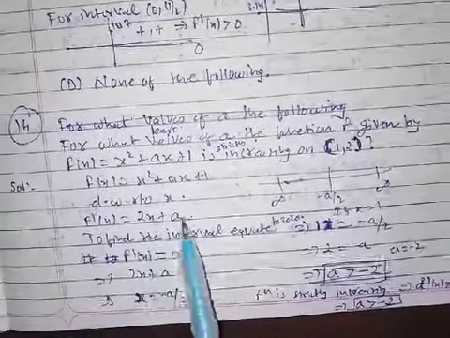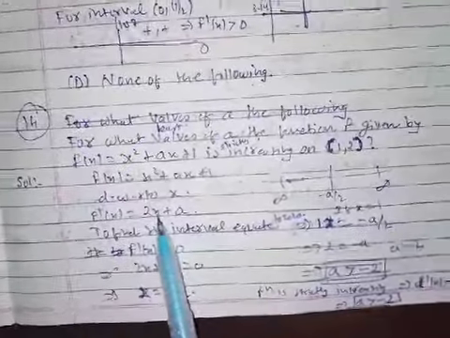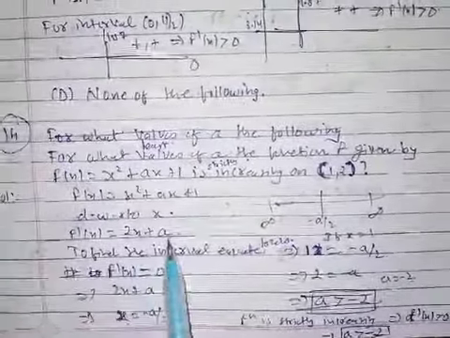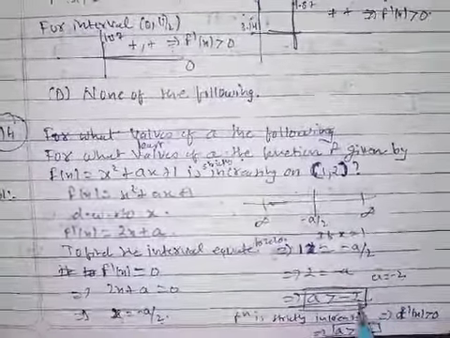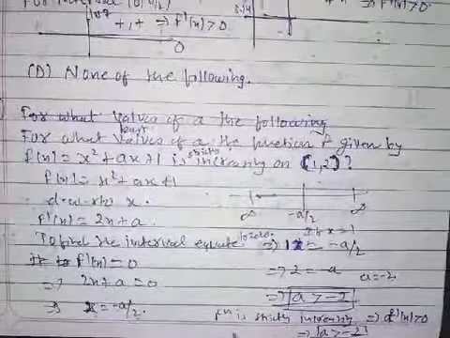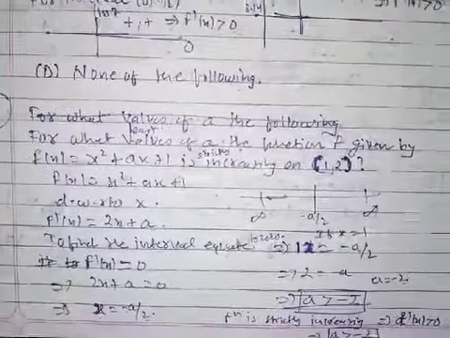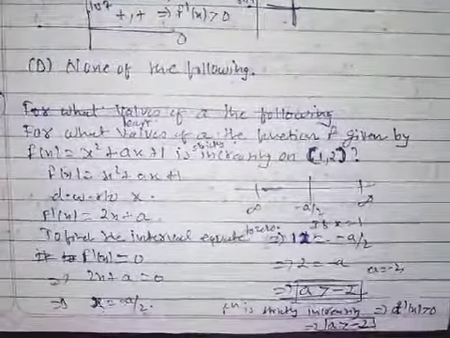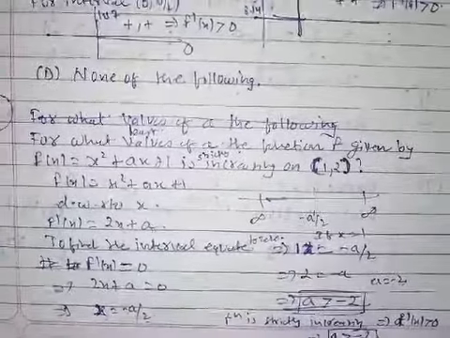For a is equal to minus 2, x is equal to 1, it will become 0. For all values greater than minus 2, the function will be strictly increasing. So the answer is a greater than minus 2, all values of a greater than minus 2.